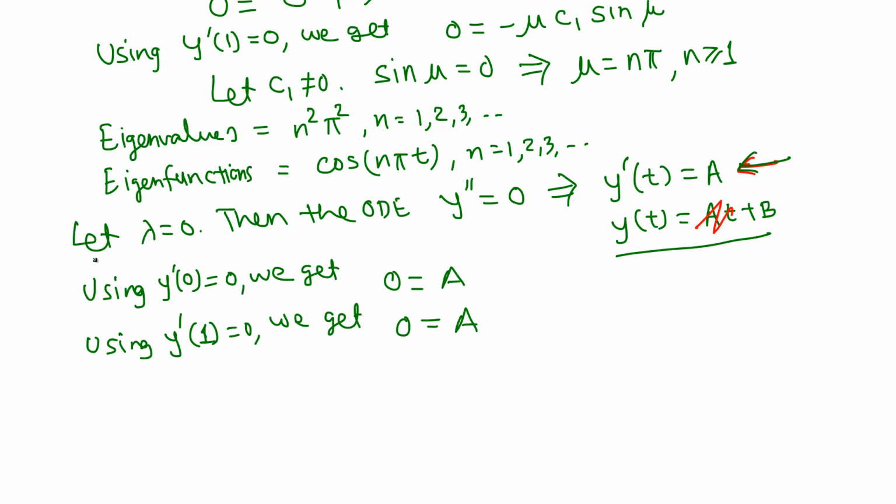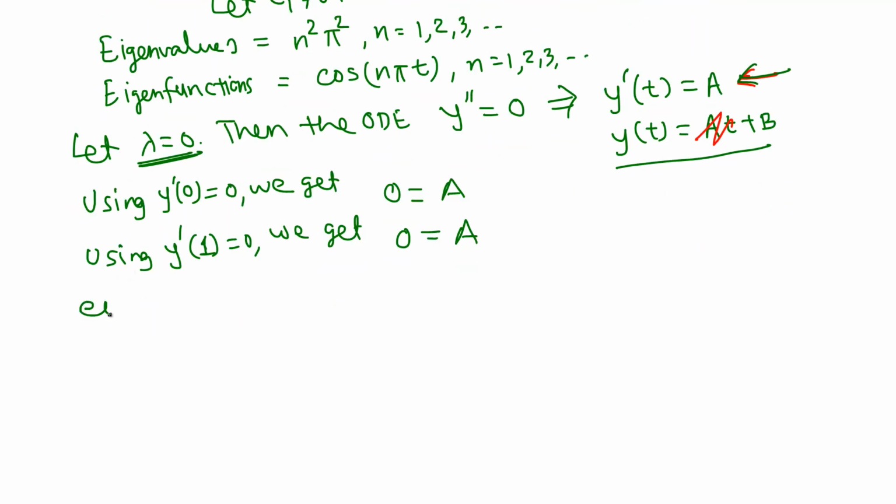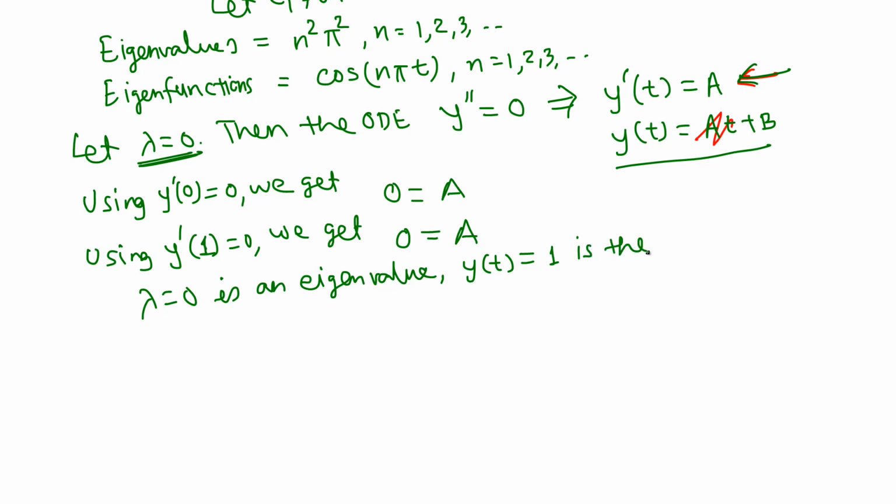That means lambda equals 0 is an eigenvalue with the corresponding eigenfunction just 1. We can write b, but b is an arbitrary constant. Thus, so let me write this way. Lambda equals 0 is an eigenvalue, and the function y equals 1 is the corresponding eigenfunction.